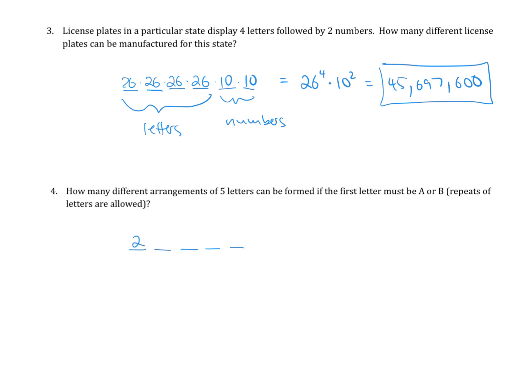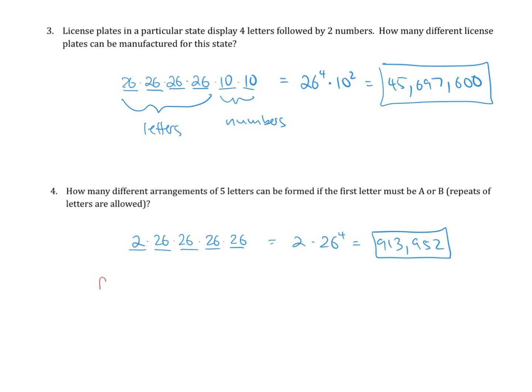The second letter can be any letter, including the letter I already chose for the first letter. So any letter in the alphabet is 26 different letters, so 26 possibilities. And then all the rest of the letters also have 26 possibilities. So that would be 2 times 26 to the 4th power. And that gives us 913,952 different possibilities.